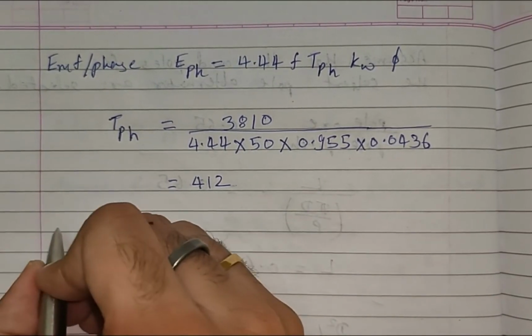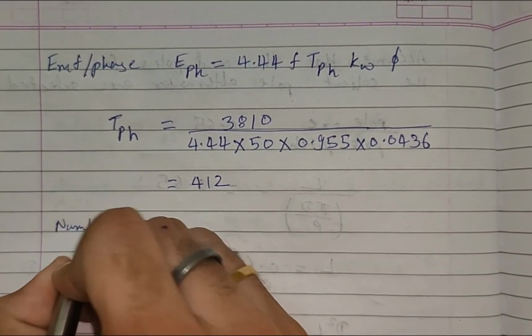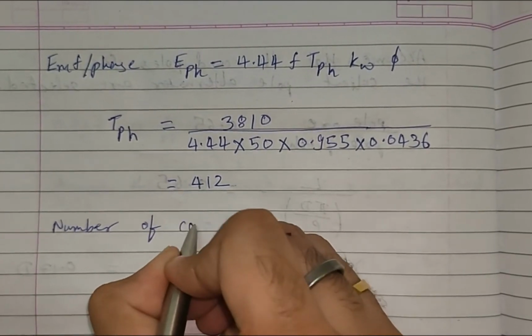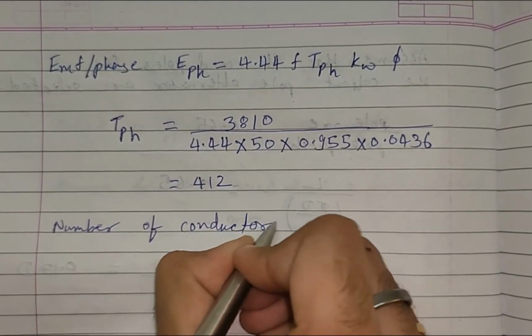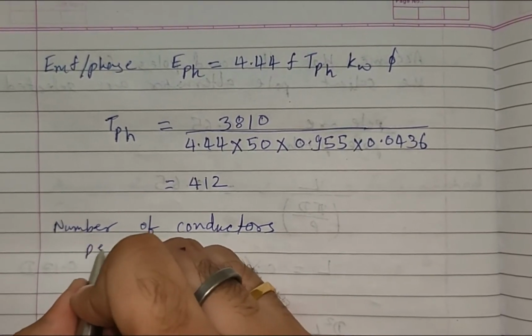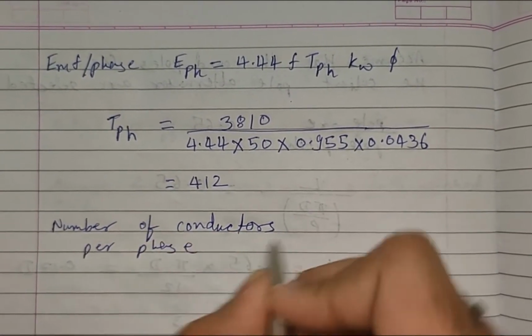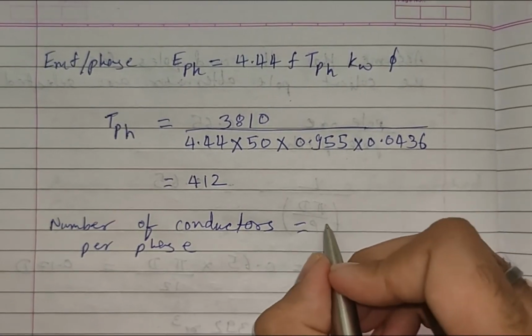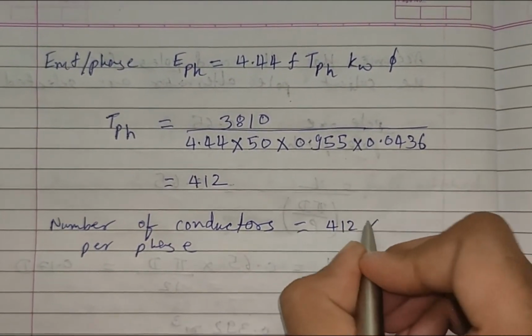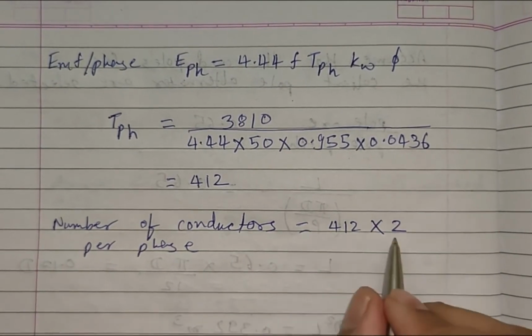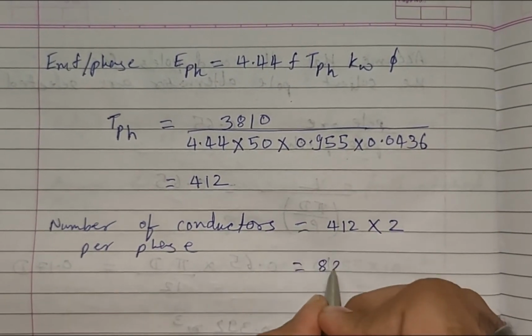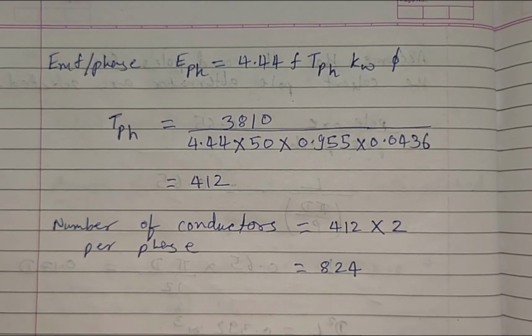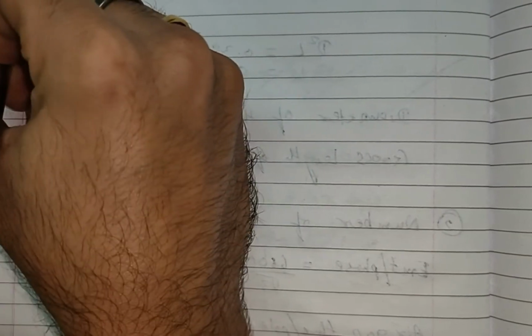So therefore the number of conductors per phase can be taken as twice the number of turns. Since the number of turns is 412, the number of conductors would be twice of it, that is 824 conductors per phase. The next thing we need to find out is the number of stator slots and the conductors per slot per phase.